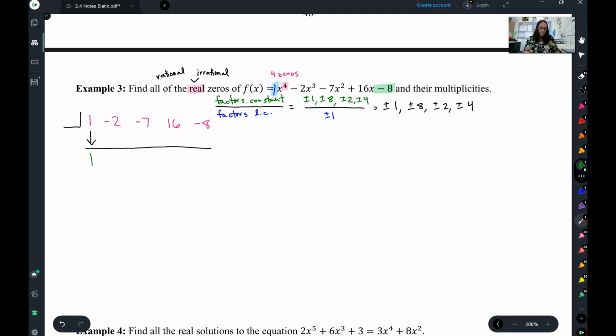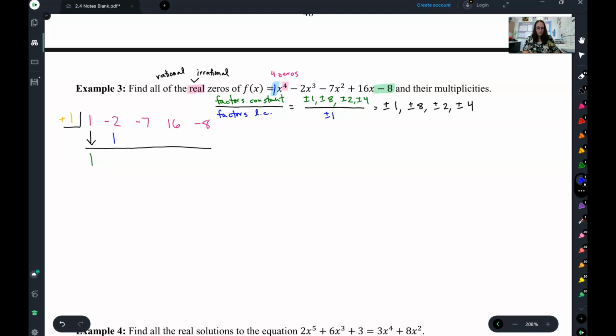Let's see how you did. For the list of possibilities, I have 8 possibilities: plus and minus 1, plus and minus 8, plus and minus 2, and plus and minus 4. If that's not what you got, pause the video until you can figure out where you went wrong and know how to fix it, and then you can come back and we can now try these possibilities out. So I've got my synthetic division all set up and started. Let's just go down the line. We'll start with our positive 1 and do our synthetic division and see if we get a remainder of 0.